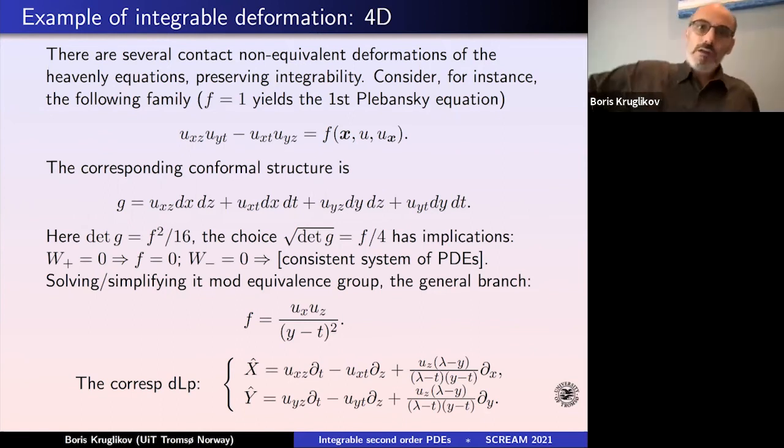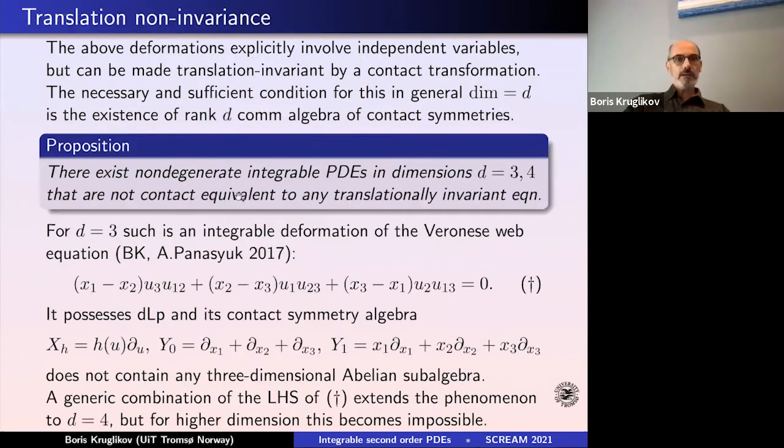So the question is, can you do something which is essentially translationally non-invariant, so not subject to hydrodynamic reduction? And yes, of course there can be integrable equations which are essentially translationally non-invariant. If an equation is translationally invariant, you can do some transformations so you don't see it immediately. What does it mean? It means that it actually has a subalgebra in the algebra of contact symmetries which is abelian, and the vector fields are independent. So it has a rank D commutative subalgebra of contact symmetries.